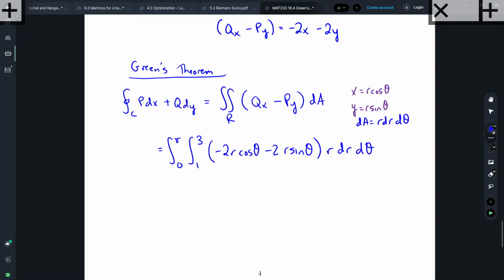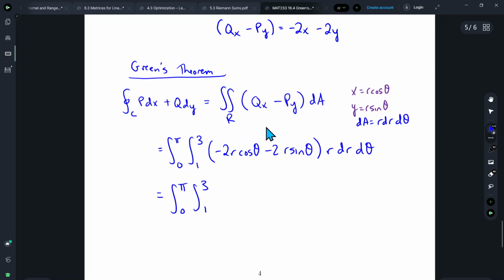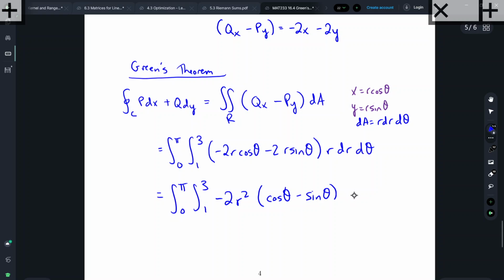Okay, so let's calculate the double integral. Let's clean things up a little bit. r times r is r squared, and they both have a minus 2r here, so we can just factor that out. So minus 2r squared, and then what's left over is cosine theta minus sine theta, dr d theta.